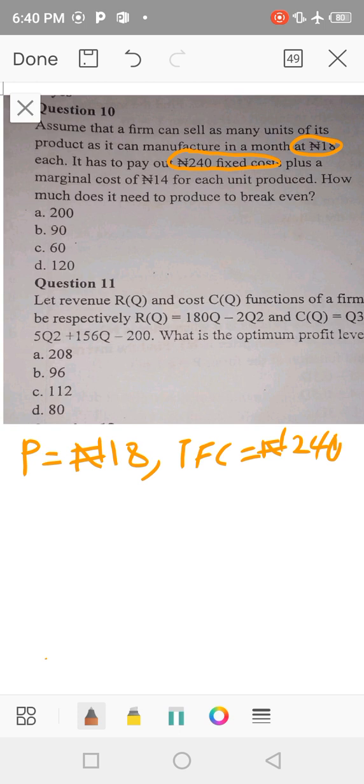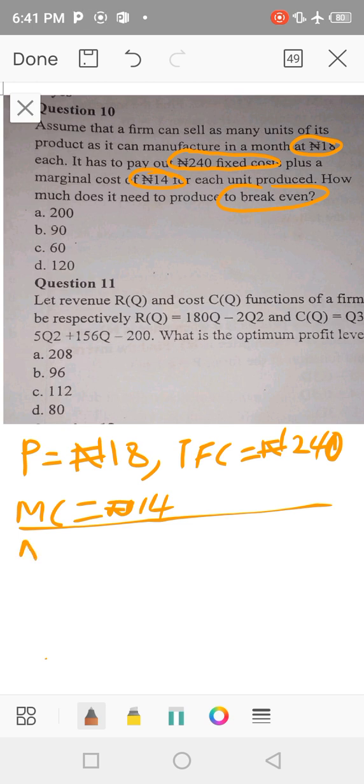Then you read further, you are going to see that our marginal cost is 14 naira. So that is 14 naira. Those are the given numbers. But at the end, we are instructed to find the break even output. So how much does the firm need to produce to break even?